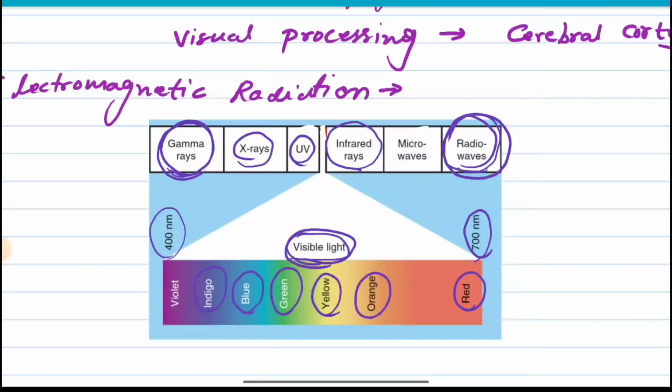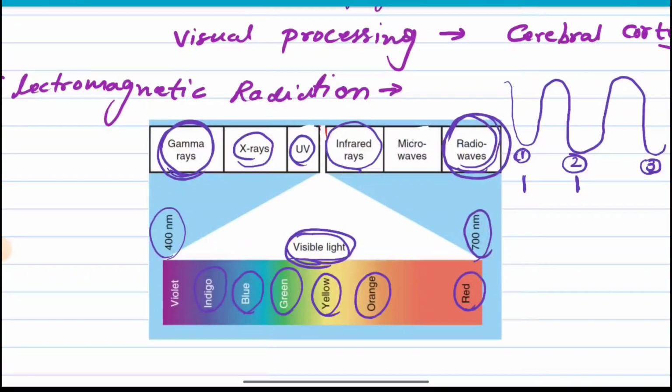Okay, so now what is wavelength? All these waves flow like this. Like the first wave is this, second is this, and third is this. So the length between two waves, first wave and second wave, is known as wavelength. Okay, it's known as wavelength.